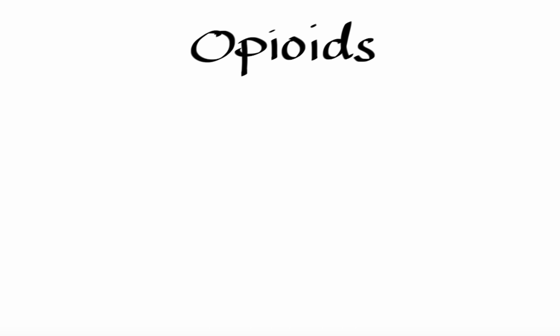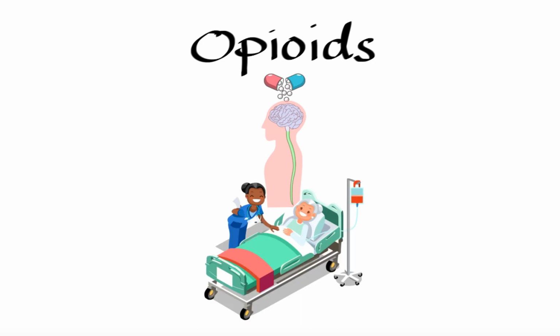In this lecture, we are going to cover the pharmacology of opioids, so let's get right into it. Opioids, sometimes called narcotics, are a group of drugs that act on the central nervous system to produce morphine-like effects such as pain relief and euphoria.